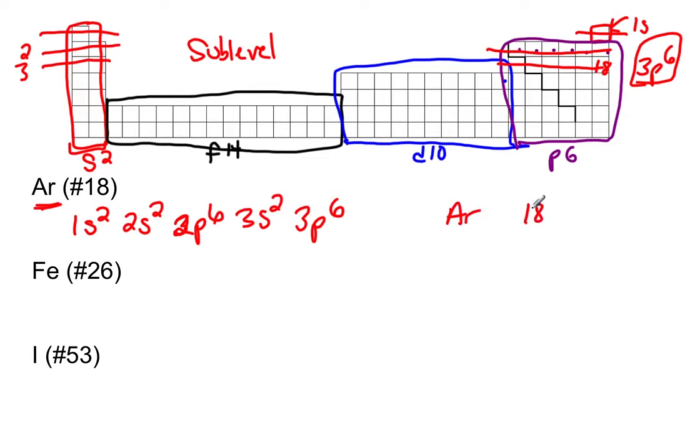And argon has 18 electrons, so if I count 2 plus 2 plus 6 plus 2 plus 6, it all equals 18. That's how you can check yourself. So there's the electron configuration for argon.